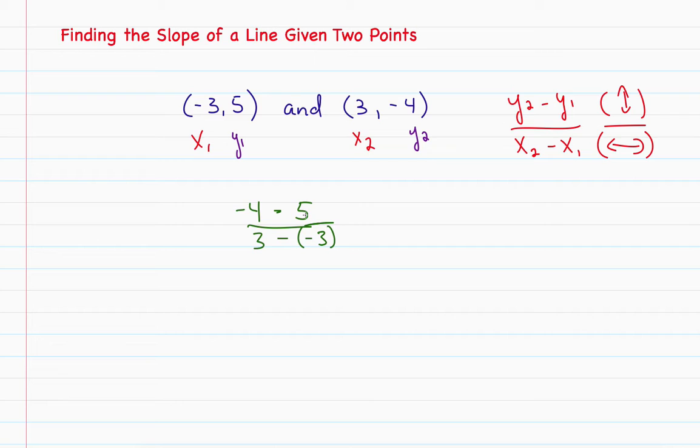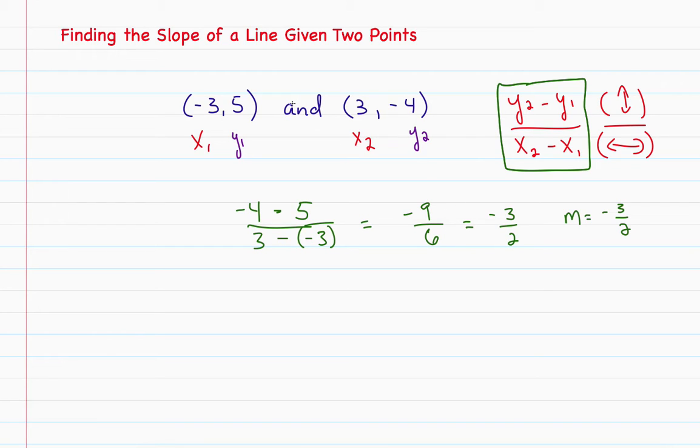All right, so let's just do the math here. Negative 4 minus 5 equals negative 9. And 3 minus a negative 3 is the same thing as 3 plus 3, which gives us 6. So I have a slope here of negative 9 over 6, which can be reduced to negative 3 over 2. So our slope is equal to negative 3 over 2. And we got that simply by using this formula, y2 minus y1 over x2 minus x1.